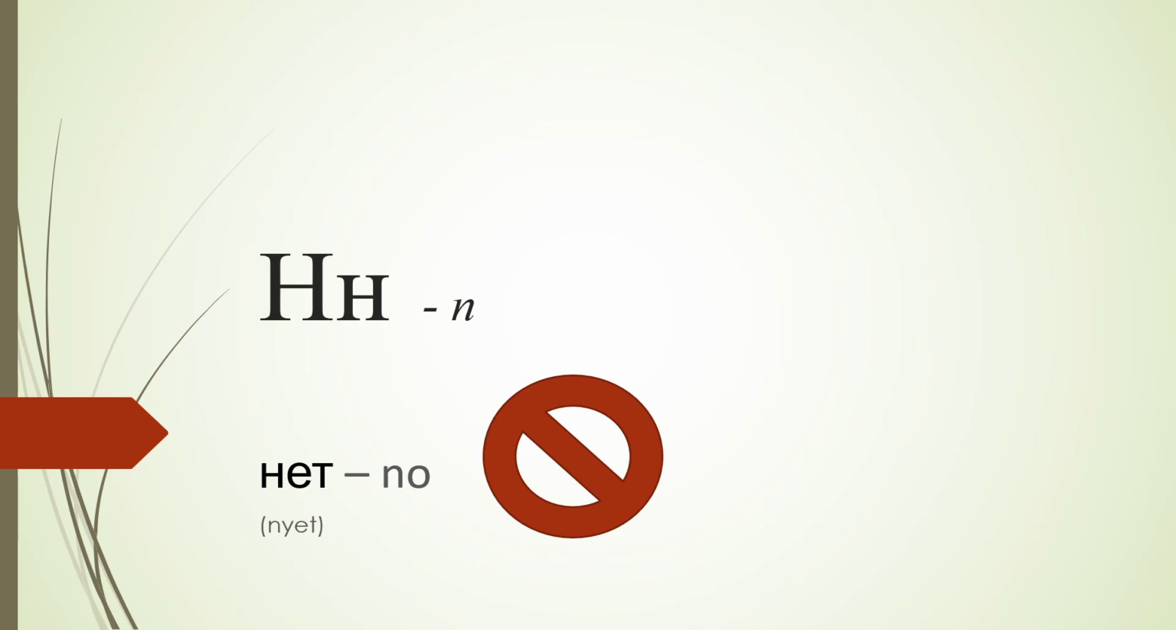This next letter is also very easy because it's just N, just like the English N, except it's written like the English H. So this is going to probably confuse you at first. That's okay. You will get it with practice. Try and think of this as the letter N. And an example is нет, which means no. Нет. Repeat after me. Нет.